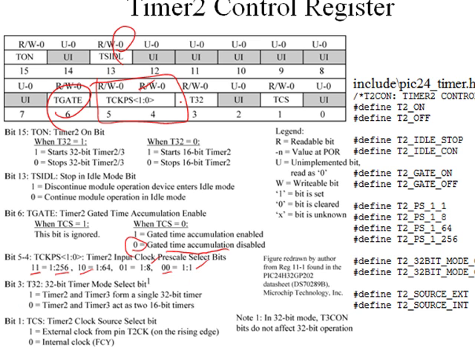This bit right here, the T32 bit, which is bit 3, if it's 0, then timer 2 and timer 3 act as two separate 16-bit timers, which is what we're going to do for the majority of our examples. You can actually join these two timers together and have them form a single 32-bit timer.